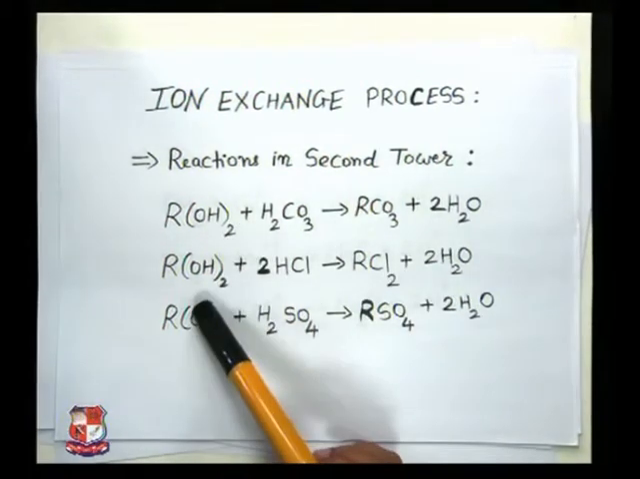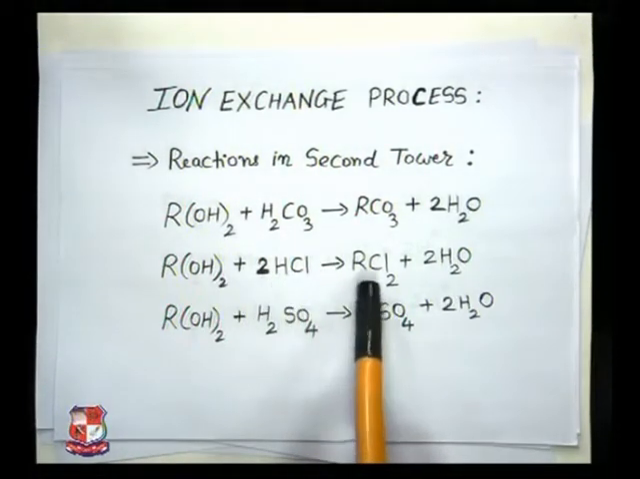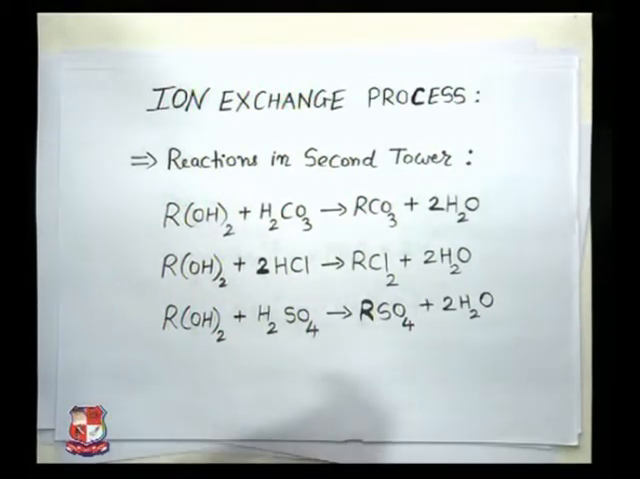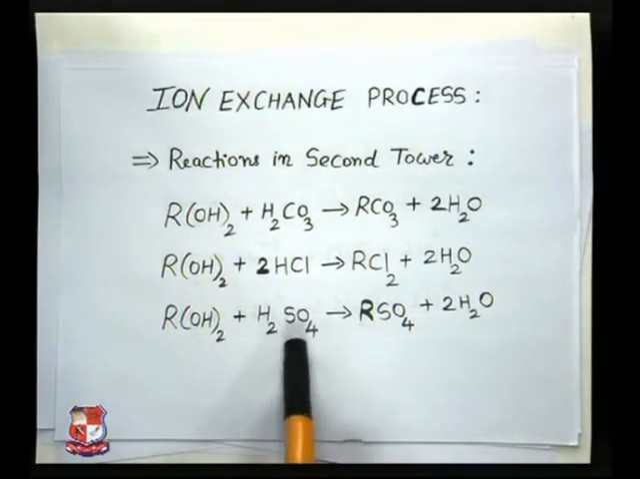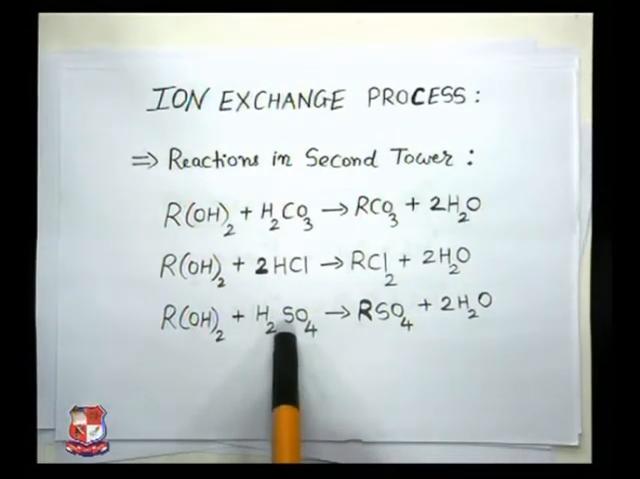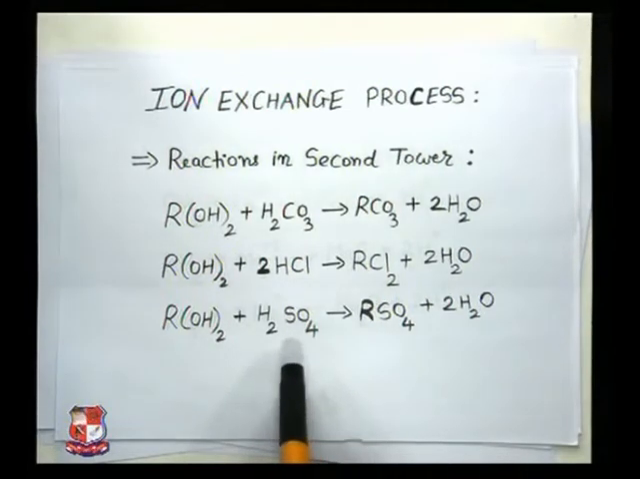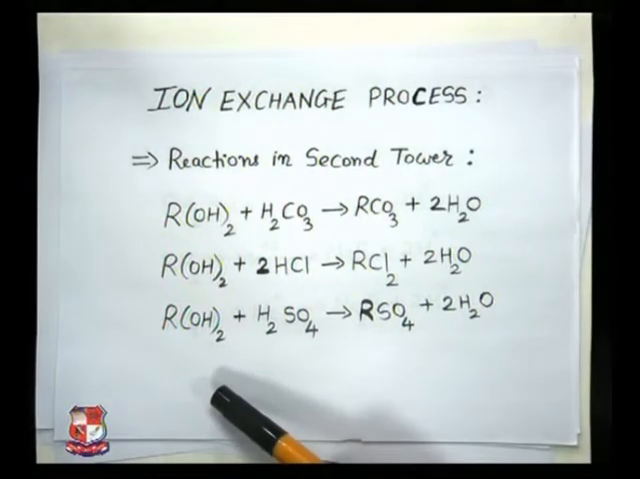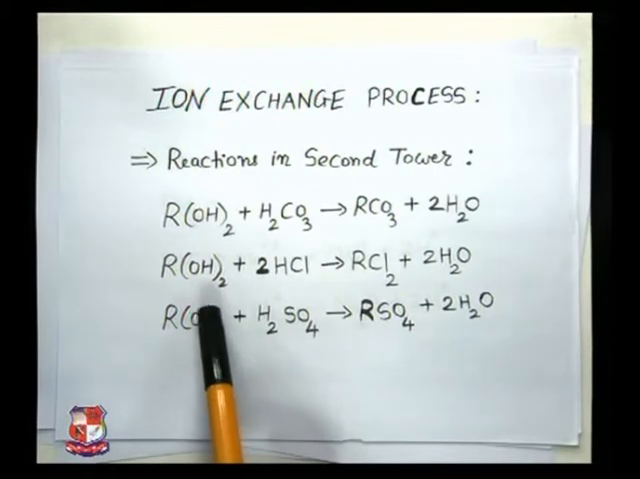Then we have R(OH)2 plus 2 times HCl, which gives RCl2 plus 2 times water. Then we have R(OH)2, that is R hydroxide, plus these acidic water contents. Whatever acid is present in the water coming out of your cation exchange resins has to be processed with the help of the second tower.